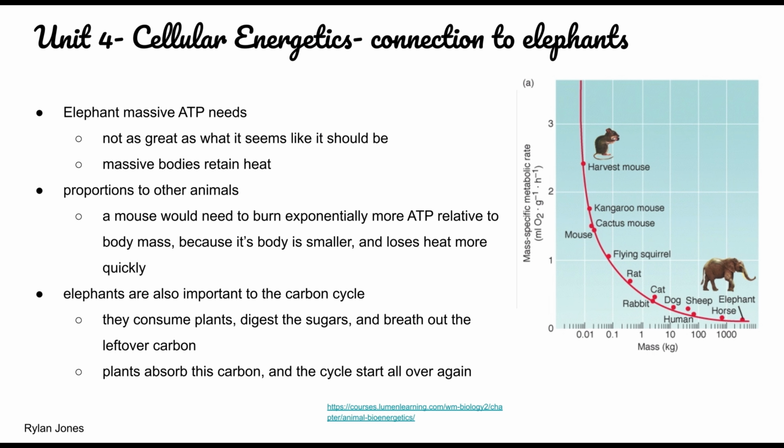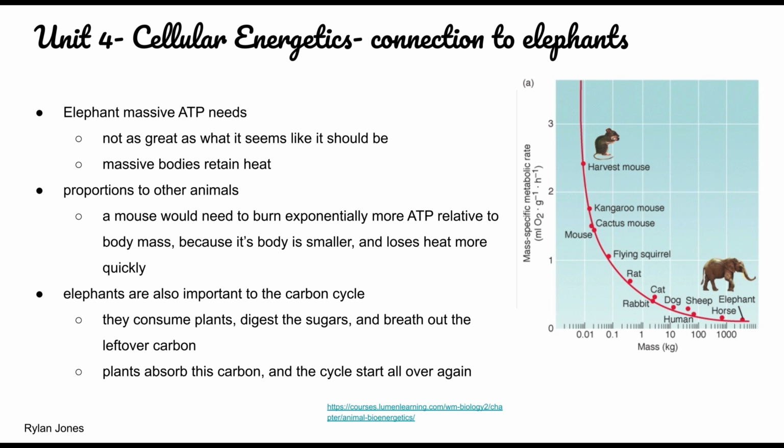Something very interesting about the cellular energy of elephants is how little ATP they actually burn. The reason for this is that larger body masses actually retain heat better than smaller ones, meaning that in proportion to other animals, a mouse would burn exponentially more ATP than an elephant. This is because a smaller body will lose heat much more quickly.